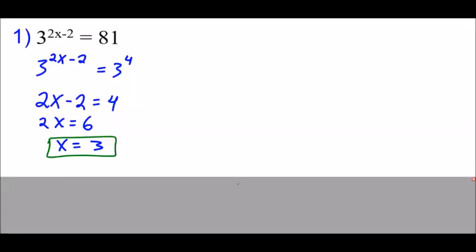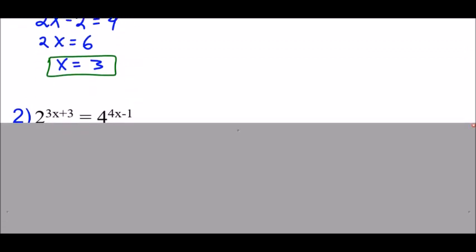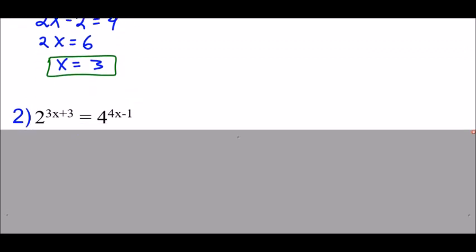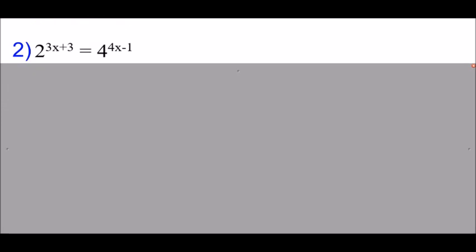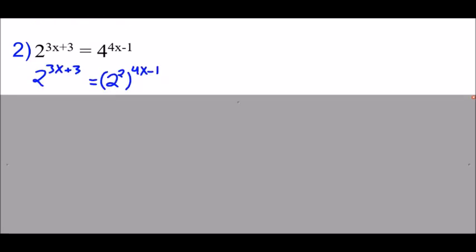So let's take a look at example number 2. So we have 2 raised to the 3x plus 3, and then we have on the right side of the equation 4 raised to the 4x minus 1. So right now the bases are not the same. We have a base of 2 and a base of 4, but we can find a common base of 2. And we can rewrite that 4 on the right side of the equation as 2 raised to the 2nd power.